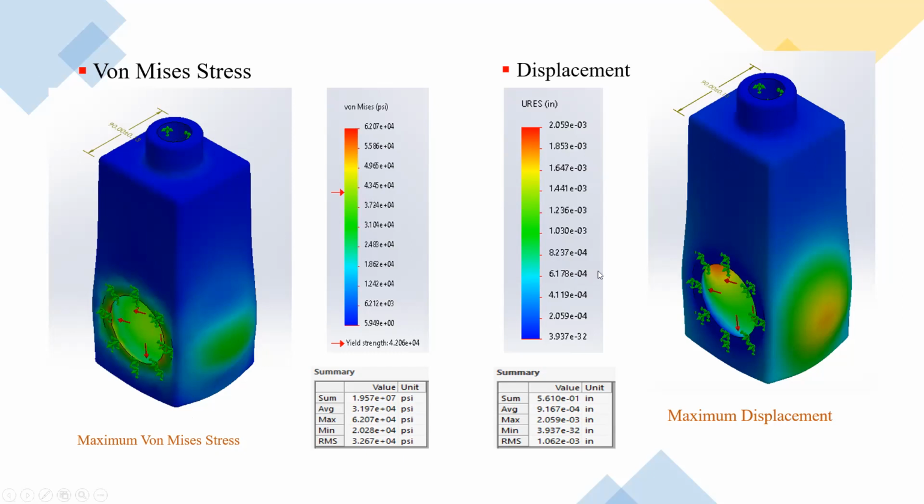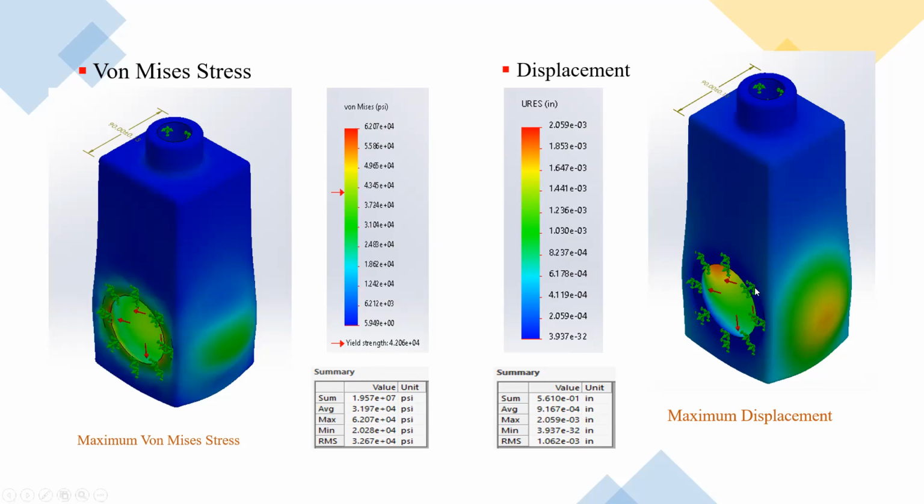So in this situation, the maximum volume stress is equal to 6.207 times 10 to the positive 4 psi. The minimum is equal to 2.028 times 10 to the positive 4 psi. And the average is 3.197 times 10 to the positive 4 psi. Also, this graph shows from minimum all the way through the maximum volume stress. We know the other name of volume stress is distortion energy.